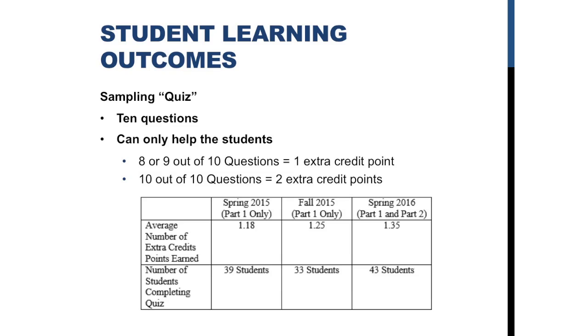As you can see here, in the spring of 2015 and the fall of 2015, I only ran the sampling portion of the case. We did not extrapolate the results. Students scored fairly well, between an 80 and a 90 out of the 10 questions on the quiz, suggesting that they really understood sampling at this point. Then in spring of 2016, I did use part 1 and part 2 of the case in my class, and students again scored very highly.